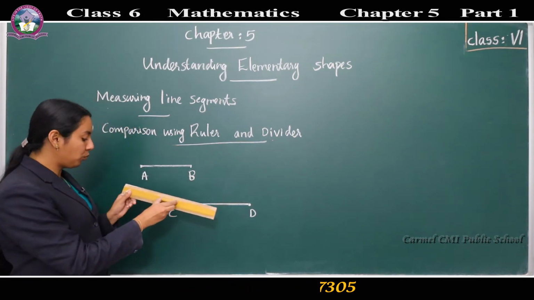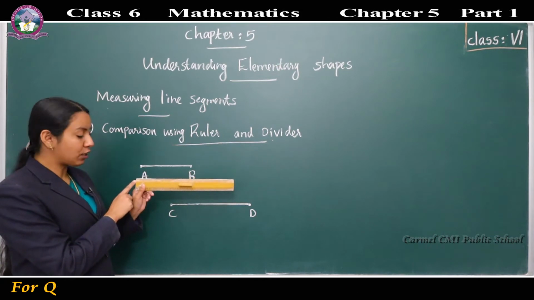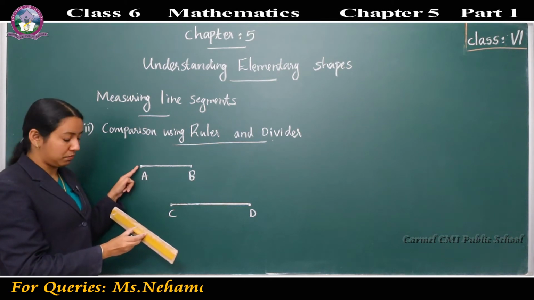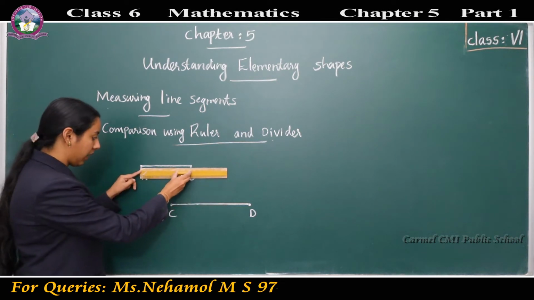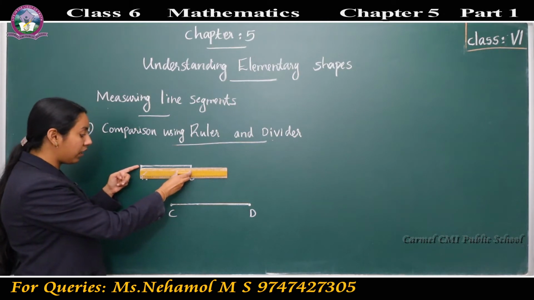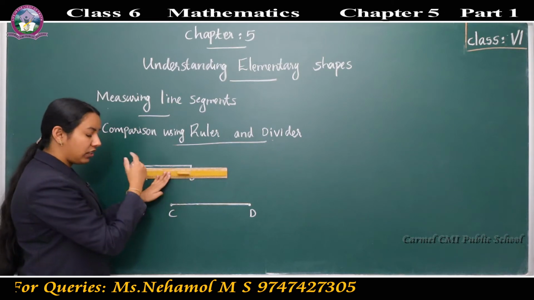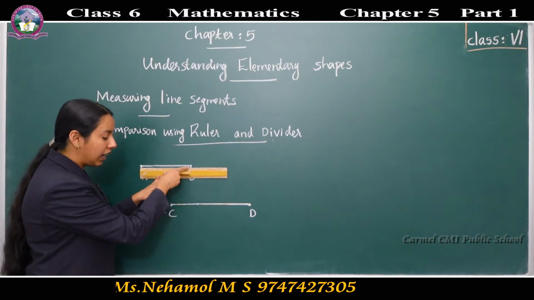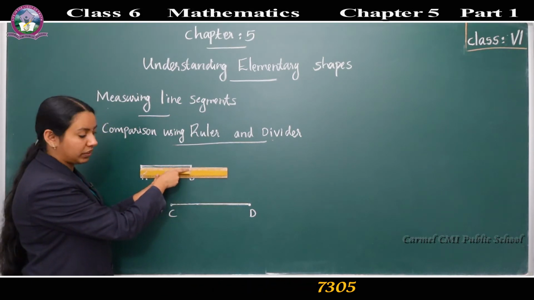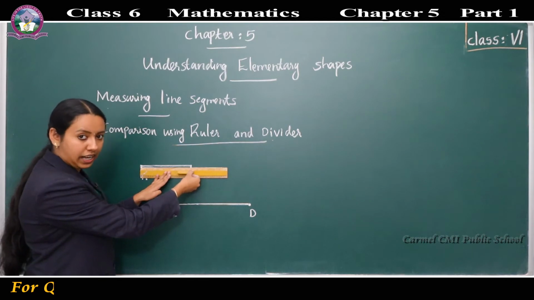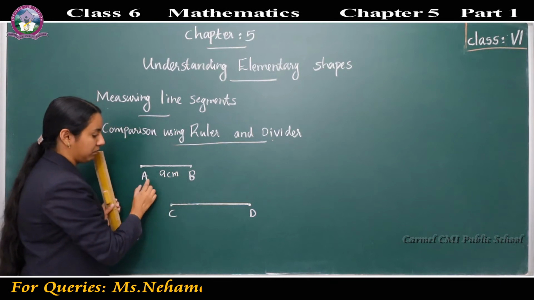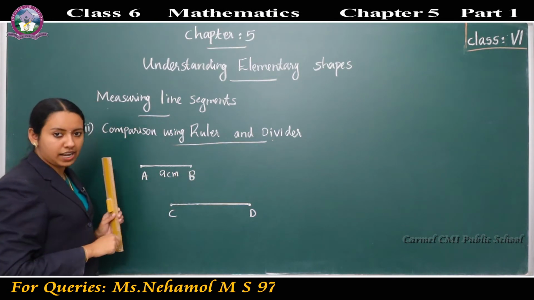First we have to place the 0 mark of the scale at the point A. That means at the starting point. That means the 0 mark of the ruler coincides with the point A. Then we have to check where the other end point coincides with the ruler. Here the value is 9. So AB is 9 centimeter. Length of AB is 9 centimeter.